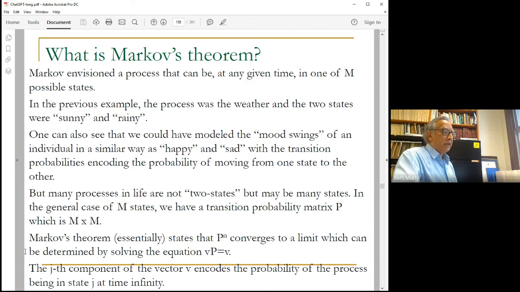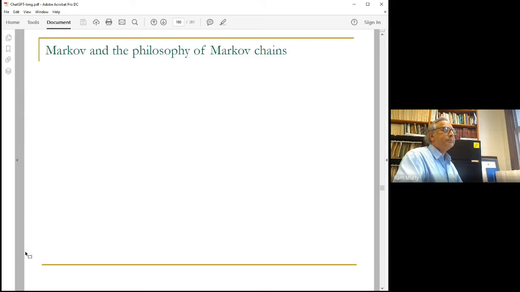So the jth component of the vector v encodes the probability of the process being in state j at time infinity. The Google search algorithm is exactly using this theorem. And ChatGPT is a hyper-developed version of that same algorithm. So, Markov and the philosophy of Markov chains.